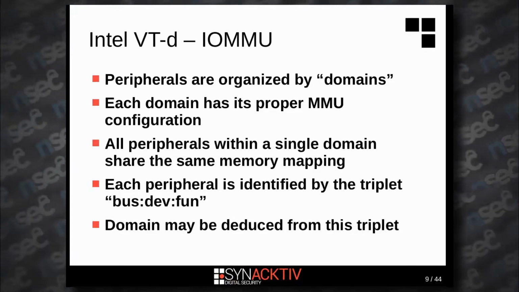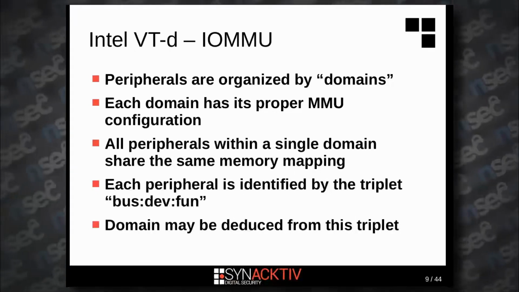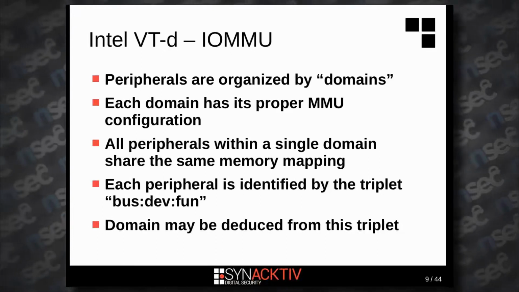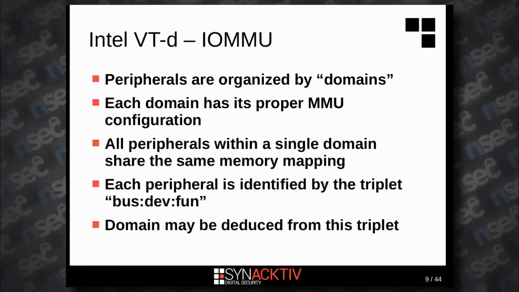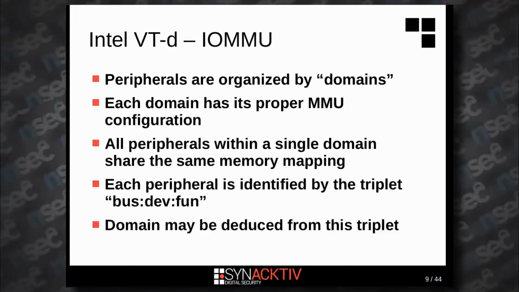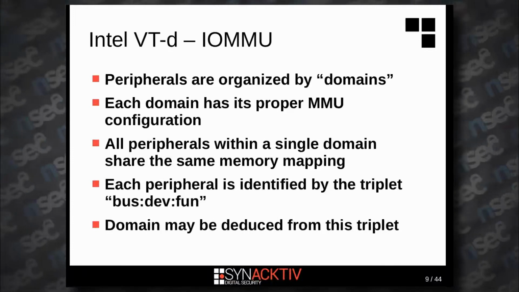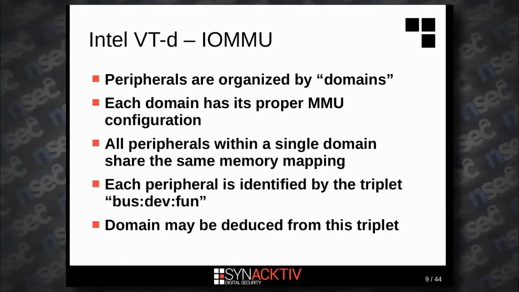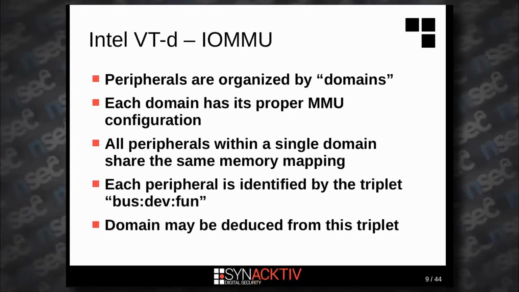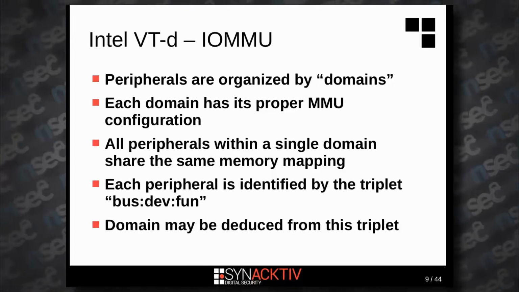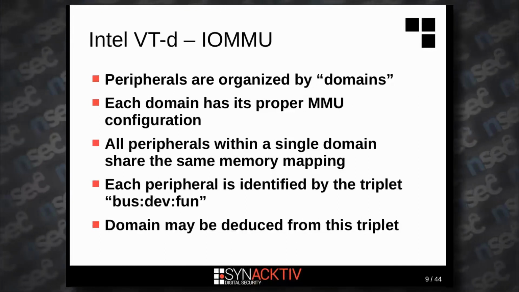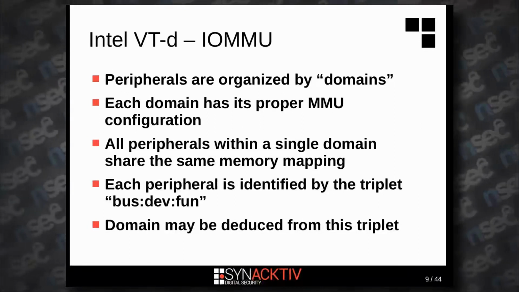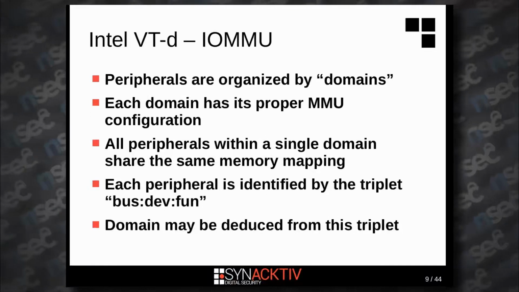In order to be identified, a peripheral is assigned a triplet, bus, dev, fun, where bus is the bus number, dev is obviously the device number, and fun represents the function of the device. For example, if we stick with the graphic card example, let's say that we have a cyber digital NSA compliant graphic card, which also makes, I don't know, coffee. Well, we would have two triplets, one with a function for graphics and one with a function for coffee. So we have two triplets.